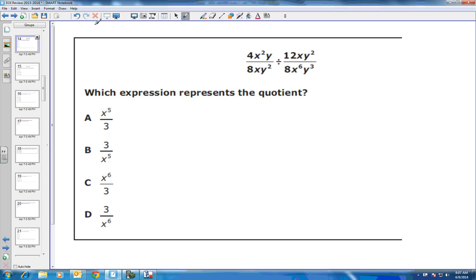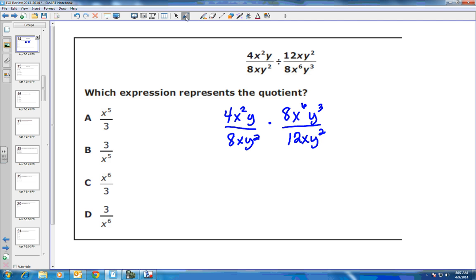All right, so first of all, on this problem, I have two fractions and I'm dividing. What do we do when we divide fractions? We multiply by its reciprocal. Or yeah, we flip it over. So here's what I'm going to write: 4x squared y over 8xy squared times its reciprocal, 8x to the 6th, y to the 3rd, over 12xy squared. So we left our first fraction alone, changed it to multiplication, and flipped the second one over.